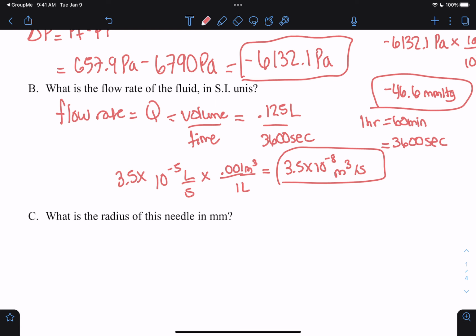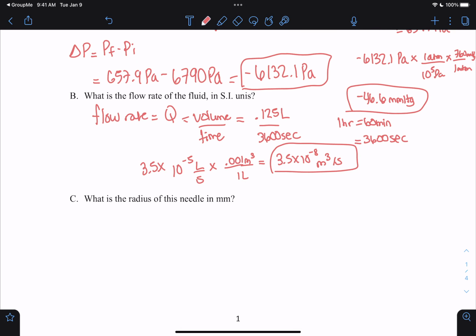Does that make sense so far? Okay, awesome. So that's our flow rate for B.